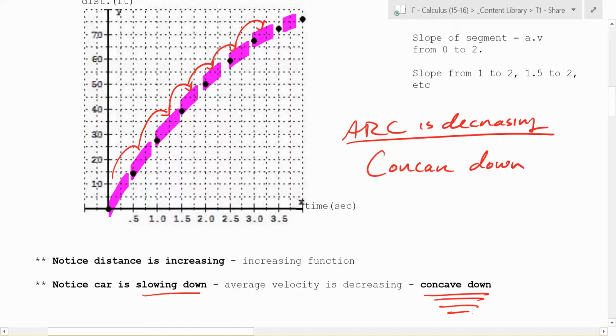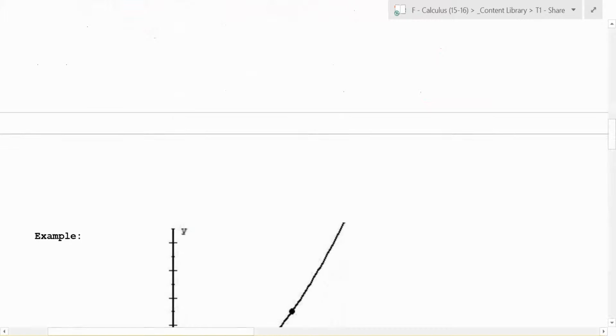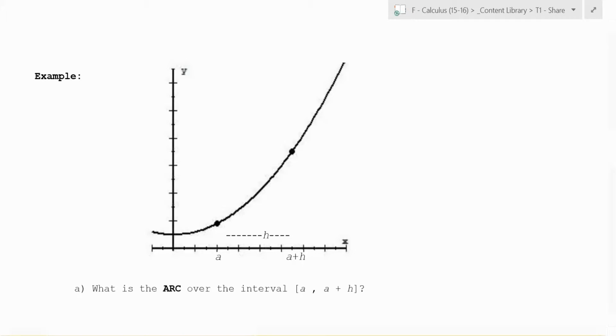The distance is increasing. Like the car is still traveling forward, but how fast it's traveling forward is decreasing. So let's take a look at a general case here.